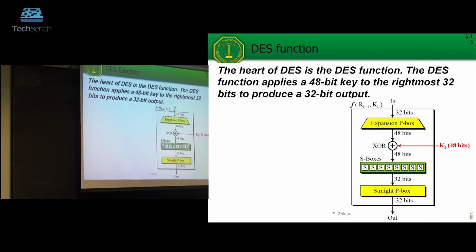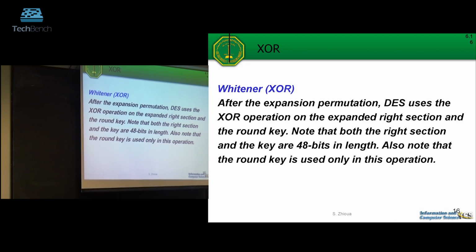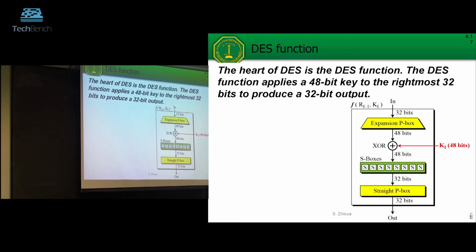Okay, so this is the expansion box. Now the XORing is sometimes called whitening. After the expansion permutation, DES uses the XOR operation on the expanded right section and the round key. So this is the step. This XORing is the only step where the key is involved. Other than that, the key is not involved, just in the XOR of the F function.